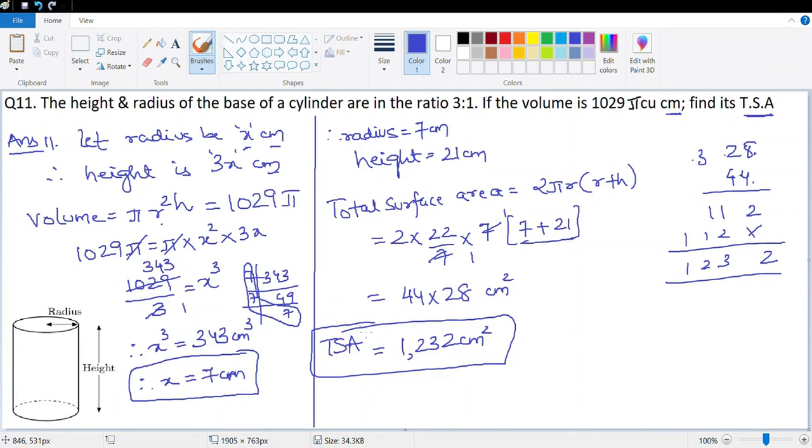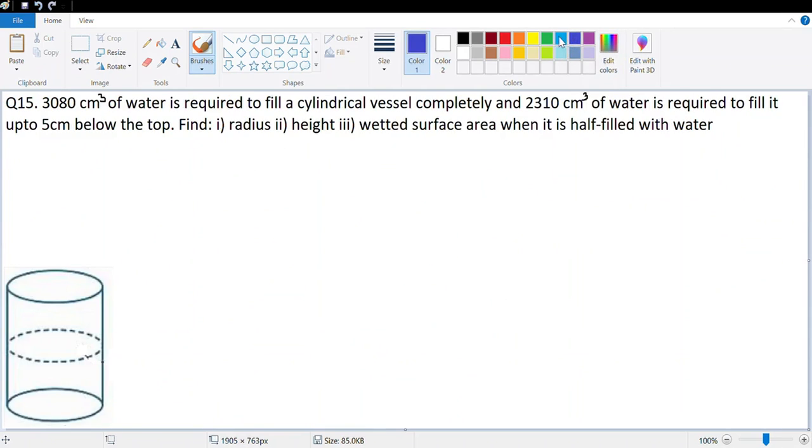Let's look at the next question. This was a fairly simple question. Let's look at the next question. The next question that we have is question number 15.